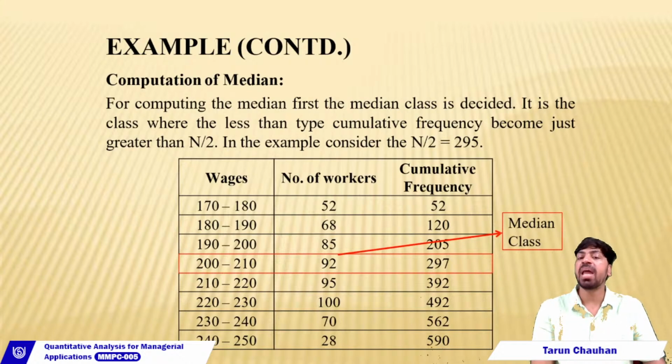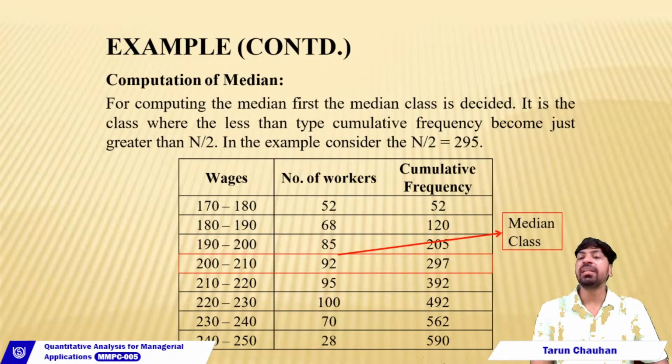That is 52 plus 68, 120. 120 plus 85, 205. 205 plus 92, 297. And so on. Just add it one by one, and you will get the cumulative frequency. You can verify by yourself that the cumulative frequency total, that is 590, and the frequency total, that is 590, should be the same. That's called the verification of your calculation of total frequency.